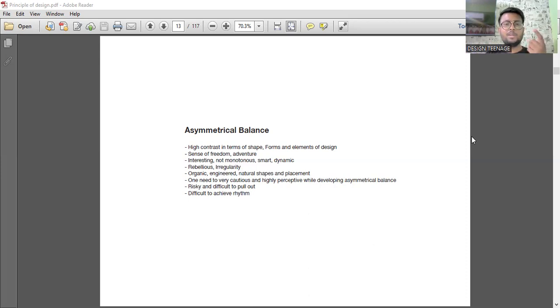Now, if you're talking about asymmetrical balance, anything can happen. A very good example: let's assume you're driving down a road, and you expect that there is a parking spot or a washroom after every, let's assume, 2 kilometers. This is the very normal scenario you see on western roads.